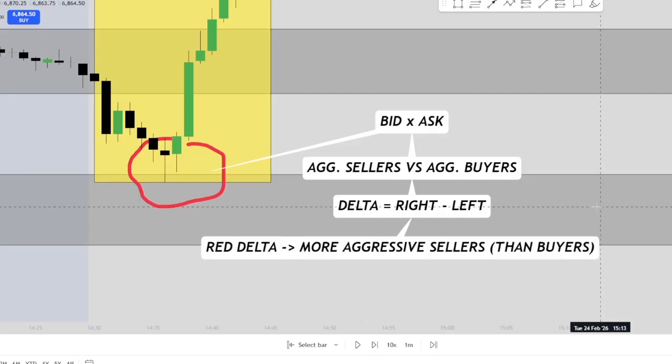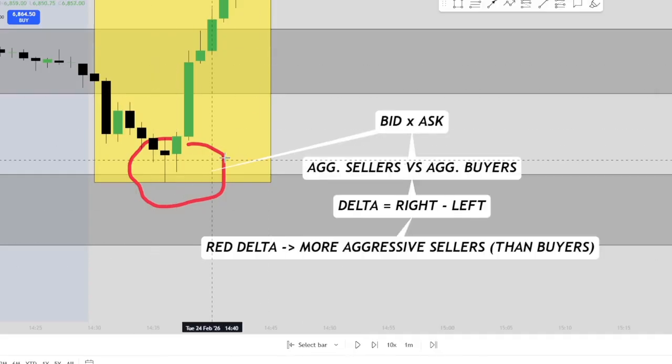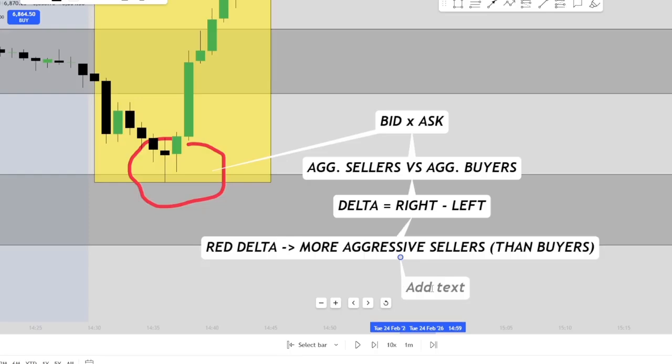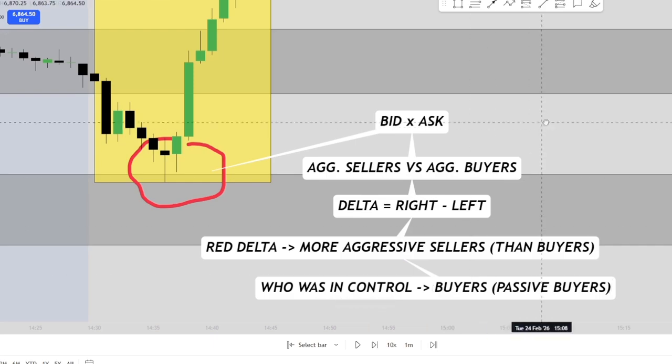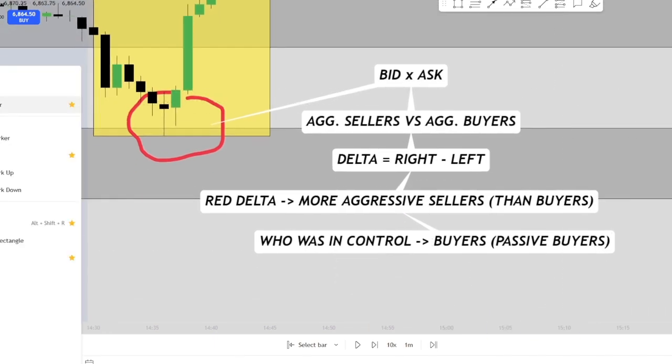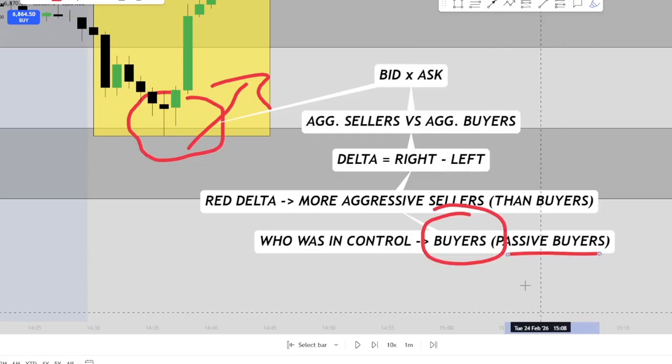Now, you want to look at that. You want to ask yourself something. If there were more aggressive sellers and the market moved higher, right, who was in control at this zone? Who was in control between the buyers and the sellers, right? Well, the answer is buyers. Now, more specifically, we call these passive buyers. Passive buyers are basically what's driving price up at this zone, right?